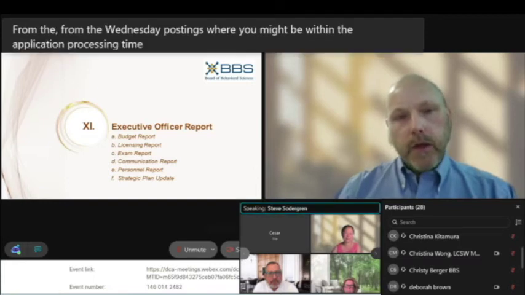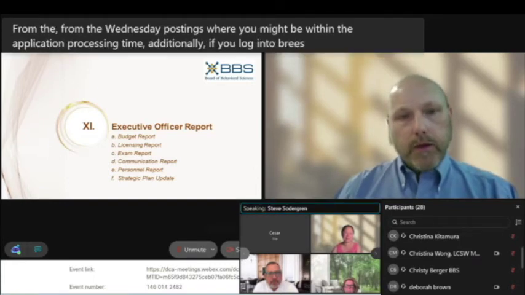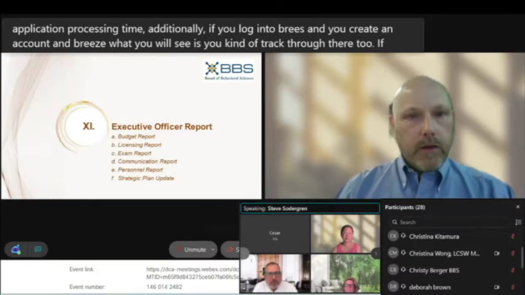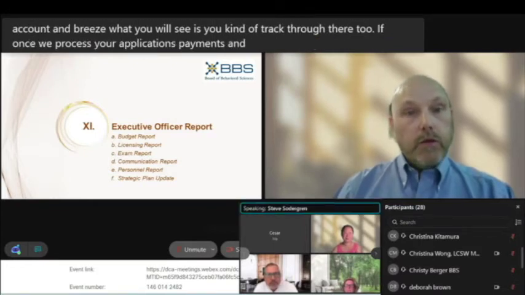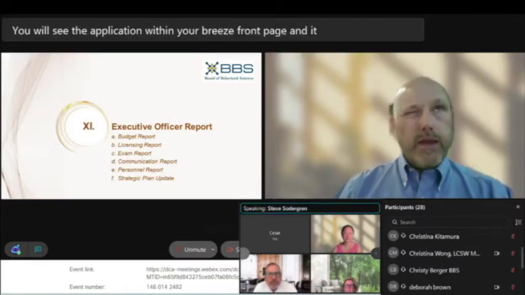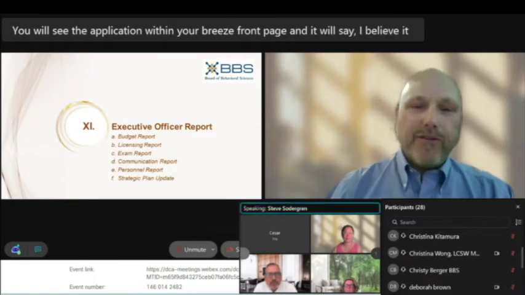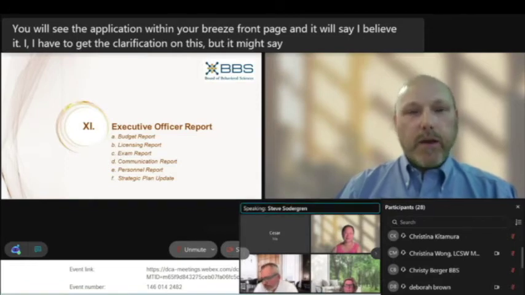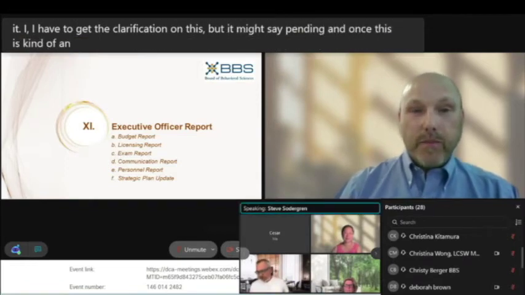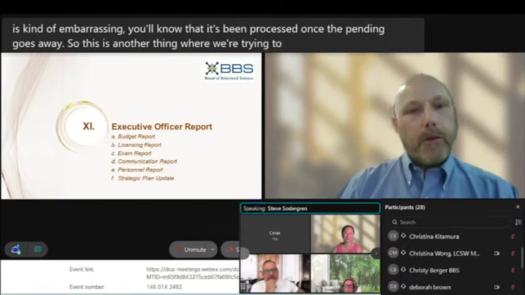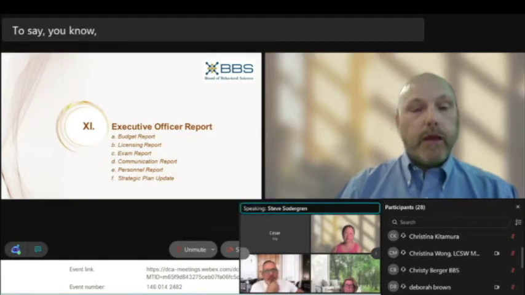Additionally, if you create an account in Breeze, you can track through there too. Once we process your application payment and the application is open, you will see the application on your Breeze front page. I have to get clarification on this, but it might say pending, and you'll know that it's been processed once the pending goes away. This is kind of embarrassing, so this is another thing where we're looking at improvements.